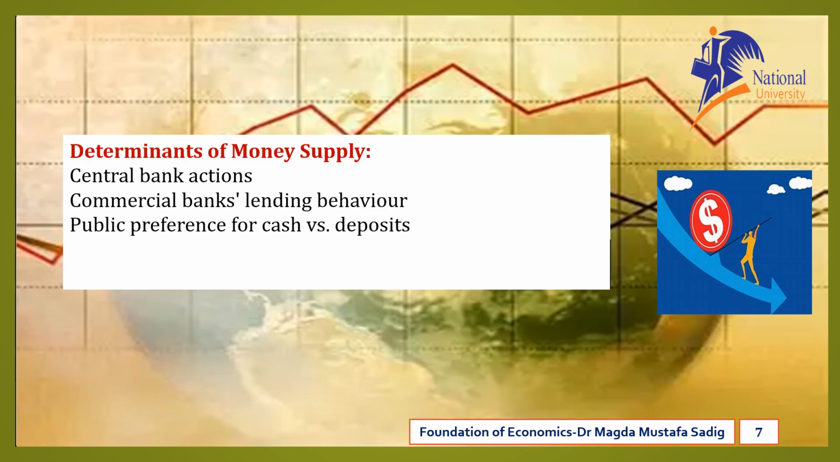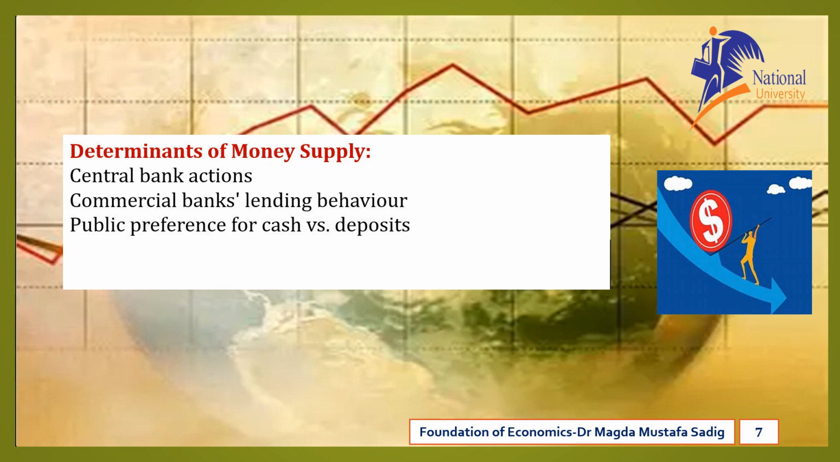Determinants of money supply, the key factors that influence how much money is circulating in the economy at any given time. The money supply isn't fixed. It changes based on several important factors. So the three determinants are central bank actions. The central bank plays the leading role in controlling the money supply. It uses tools like open market operations, interest rate policy, and reserve requirements.